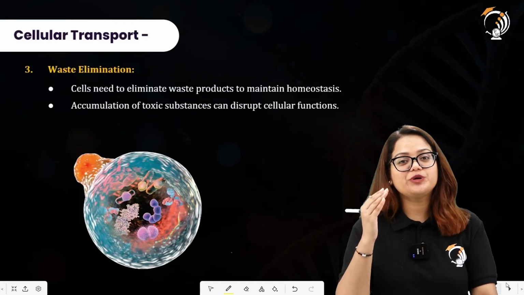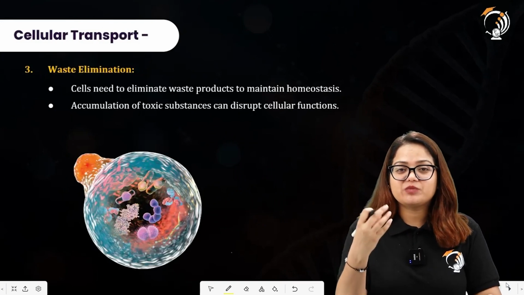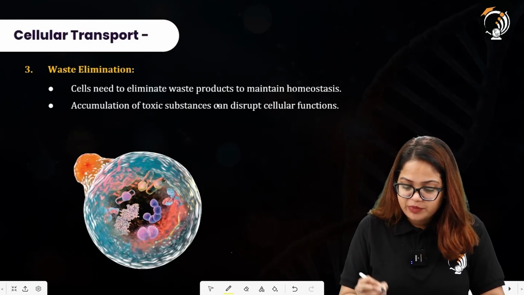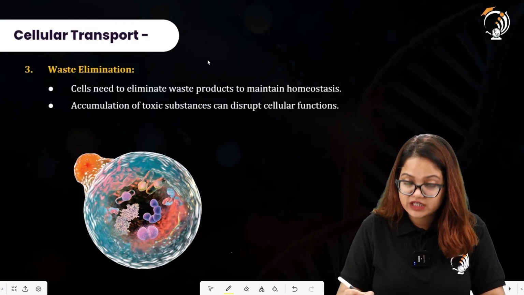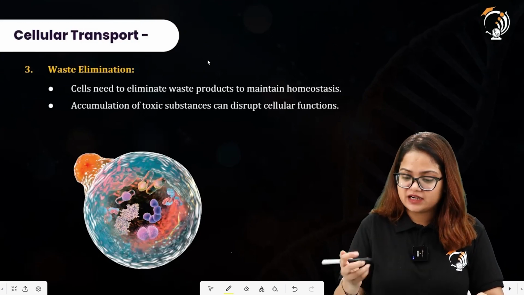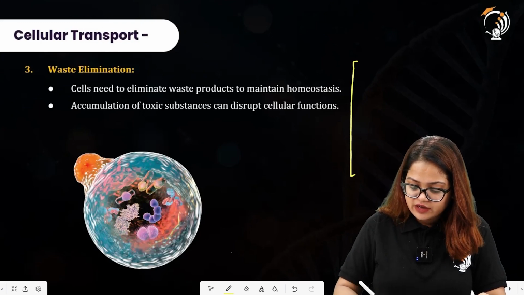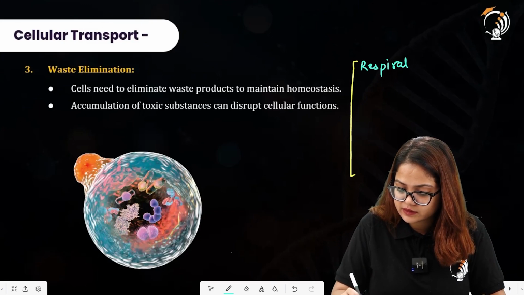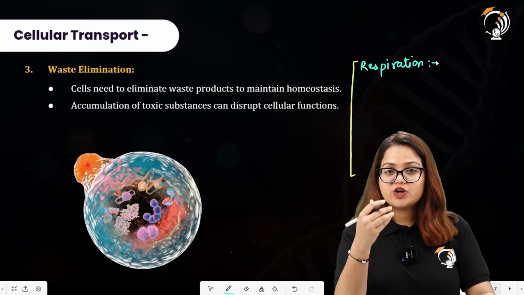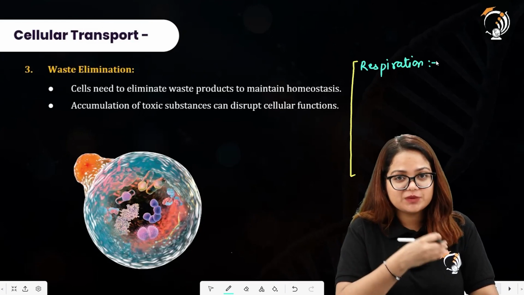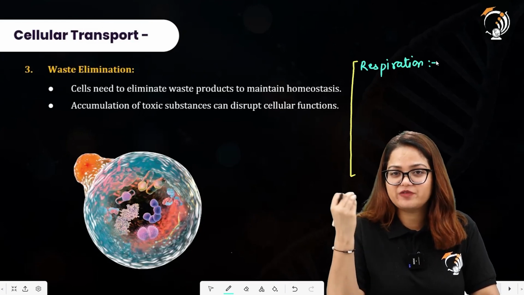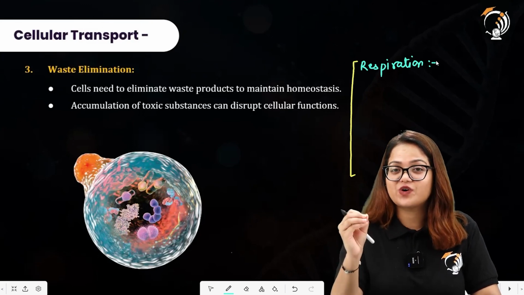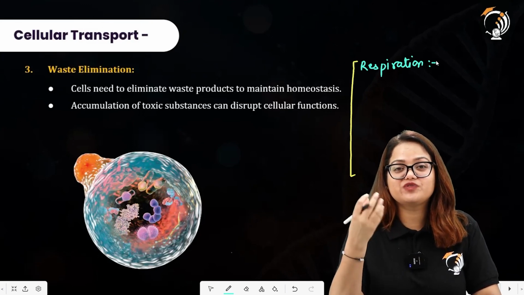Cells do produce waste through cellular metabolic reactions. If we consider the process of respiration in human beings as well as in plants, since both of these organisms, either the animals or the plants, perform the aerobic type of respiration, they produce carbon dioxide and that is toxic for the cell. So it is to be removed out from the cell.